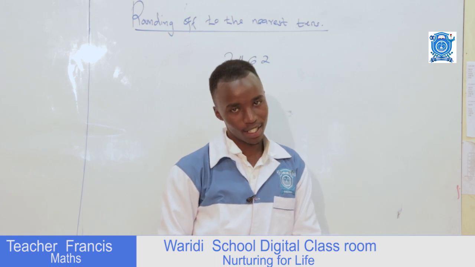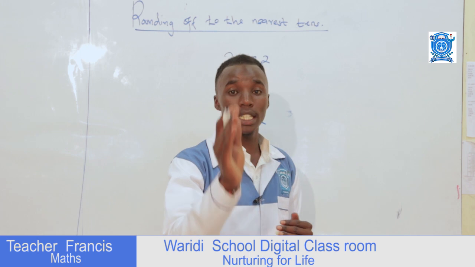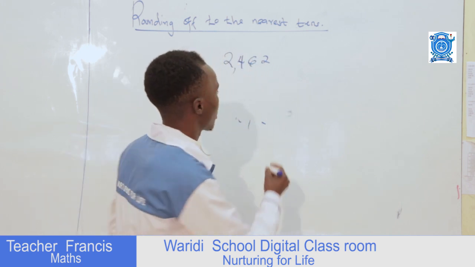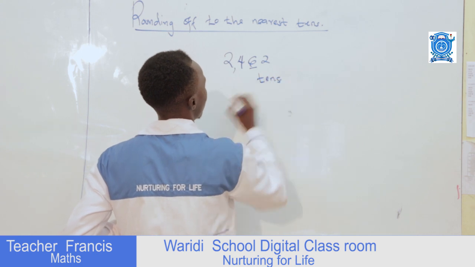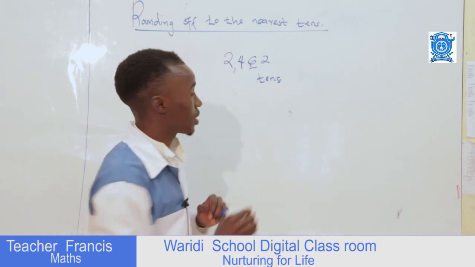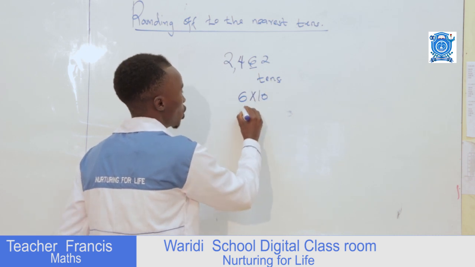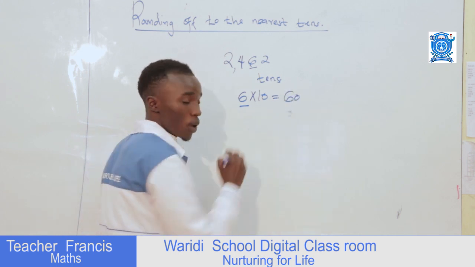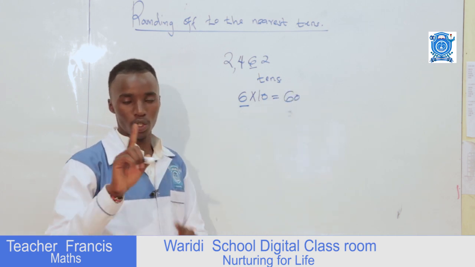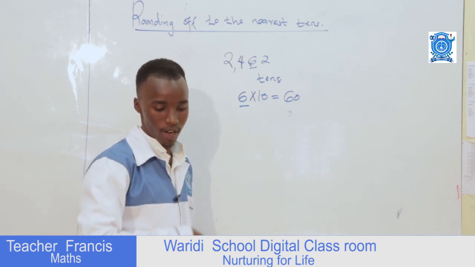Total value is the product, what you get after multiplying the digit and its place value. For example, the place value of digit 6 is tens. What do I get after taking tens? I multiply by the digit. So this is the digit and its place value. What I get is what you call total value. So the total value is the product of the digit and its place value.